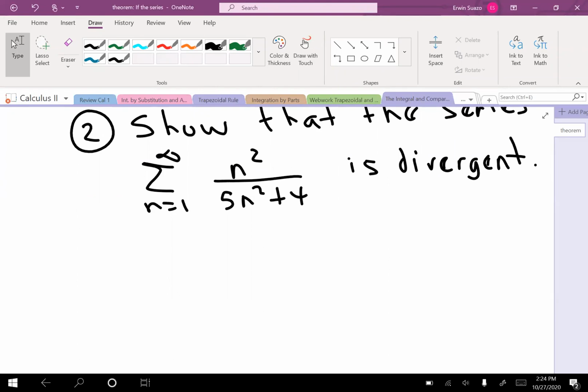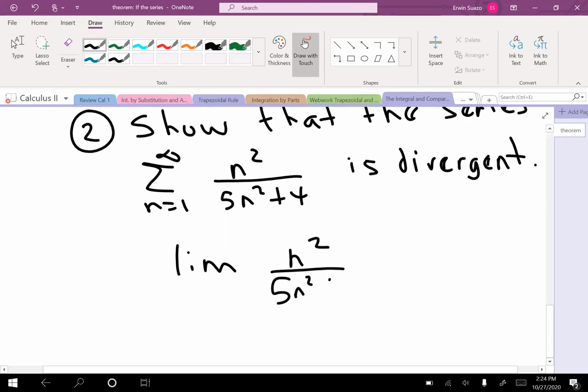Okay, so I need to show this is divergent. My first tool should be the divergence test. The divergence test says that if the limit of the sequence n squared over 5n squared plus 4 is not 0, then the whole series is going to be divergent. In the exam, you are going to have to show me and tell me why it is divergent, not just say it is divergent, because you can put it in your calculator. You need to show me, otherwise 0 credit. So what is this limit?